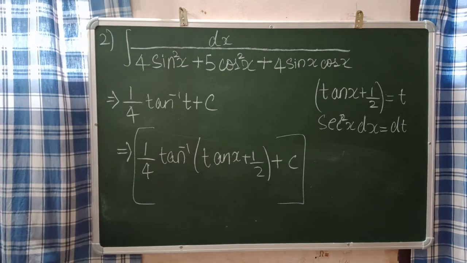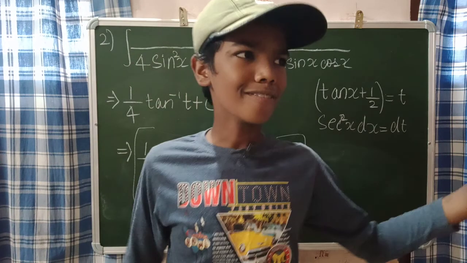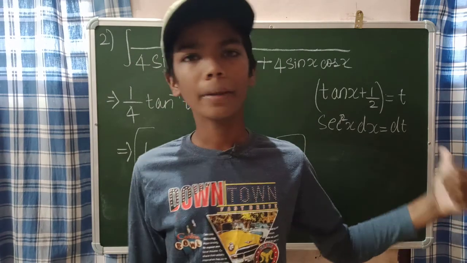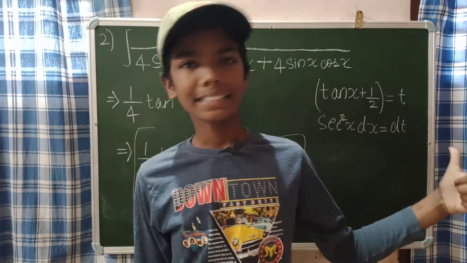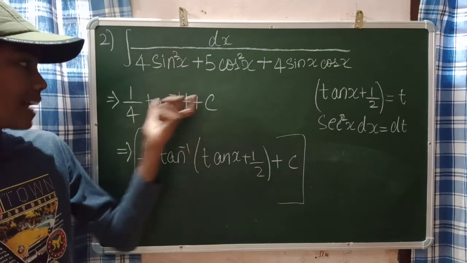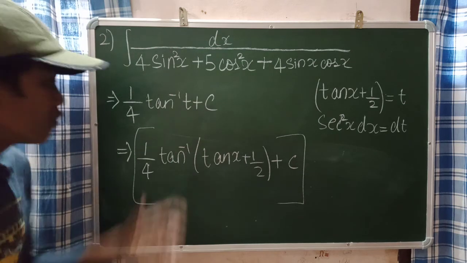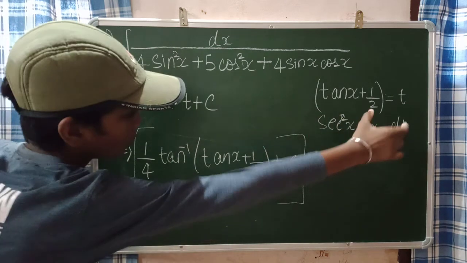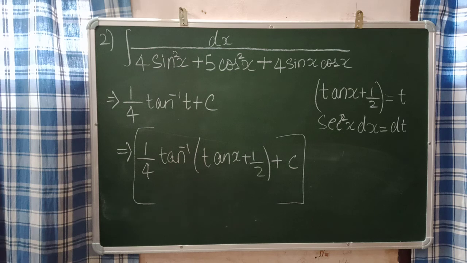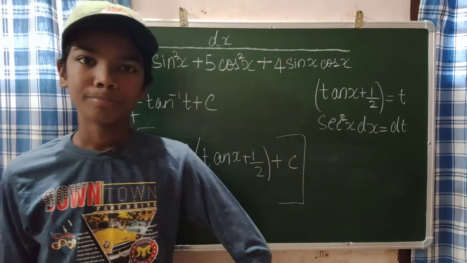I just put the value of t, which is tan x plus 1 by 2, right? A few minutes before, I was substituting tan x plus 1 by 2 as t and secant square x dx as dt. So I am putting the value of t in your tan inverse of t term. So I will be getting 1 by 4 into tan inverse of, what is the value of t? Tan x plus 1 by 2, plus some constant. That's the answer for the question. So that's all about this question. Let us move on to our next question.